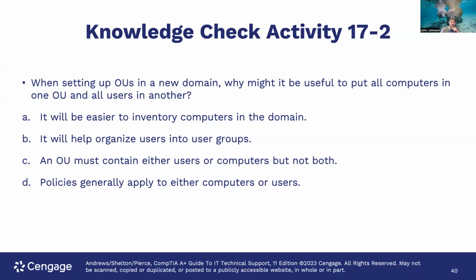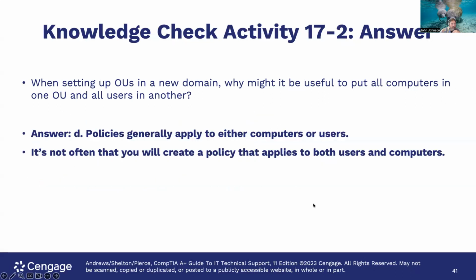C, an OU must contain either users or computers, but not both. Nope. And D, policies generally apply to either computers or users. That's true. The things that you can set in a GPO are usually particular to either computers or users. So that's why it's good to separate it like that. So I will go with D, and the answer is D. Policies generally apply to either computers or users. It's not often that you'll create a policy that applies to both a computer and a user.